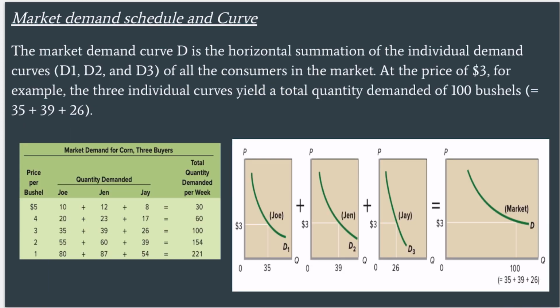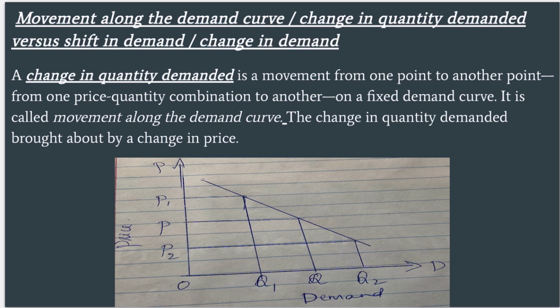Market demand schedule and curve. The market demand curve D is the horizontal summation of the individual demand curves D1, D2, and D3 of all the consumers in the market. At the price of $3, for example, the three individual quantities demanded give 100 bushels, which equals 35 plus 39 plus 26. Movement along the demand curve, or change in quantity demanded, versus shift in demand, or change in demand.